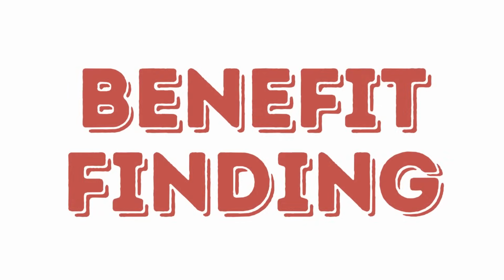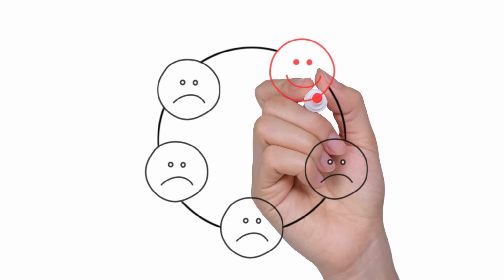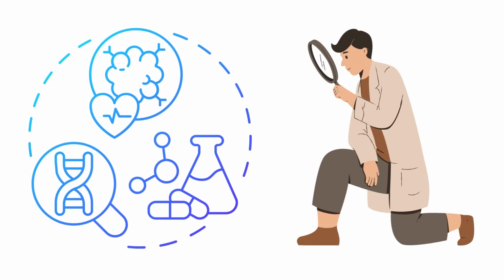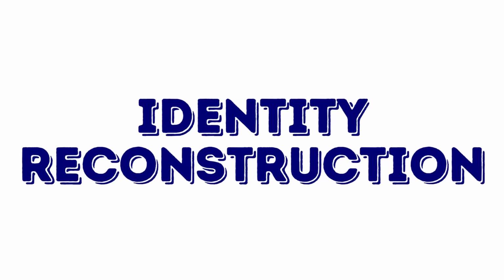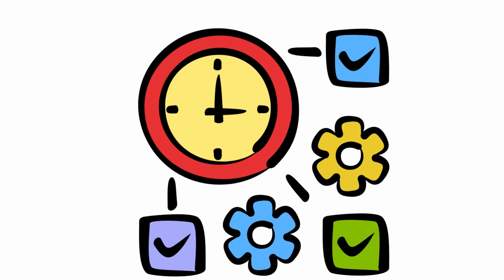2. Benefit finding. Identifying any positive aspects or growth resulting from the loss. Example: After losing a sibling to cancer, an individual might become an advocate for cancer research and find a sense of purpose in their advocacy work. 3. Identity reconstruction. Redefining oneself and one's life in the aftermath of the loss.